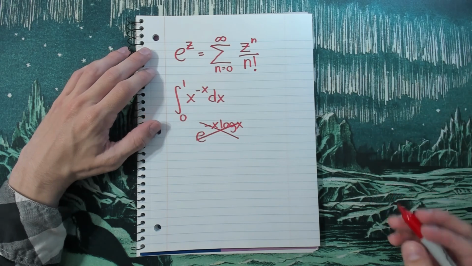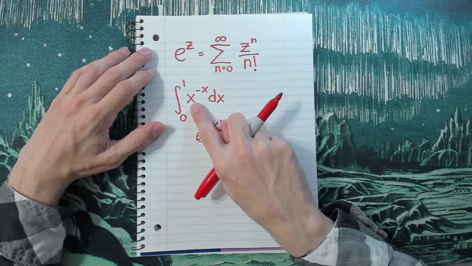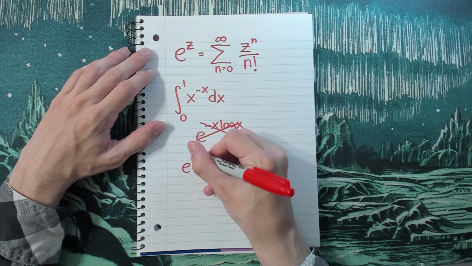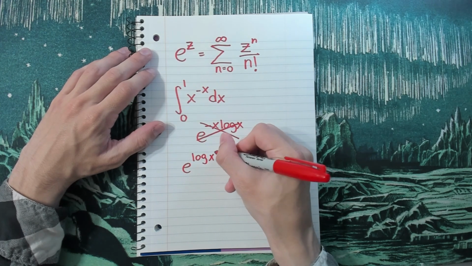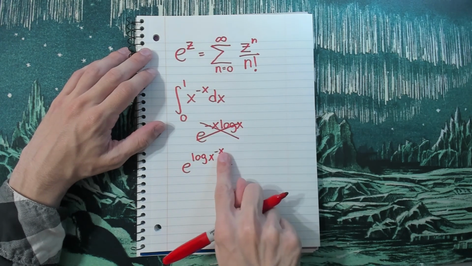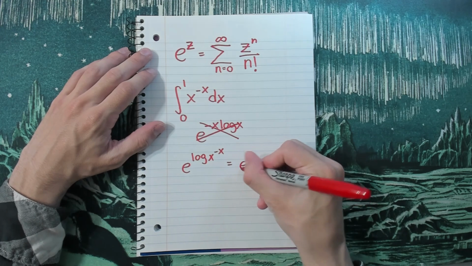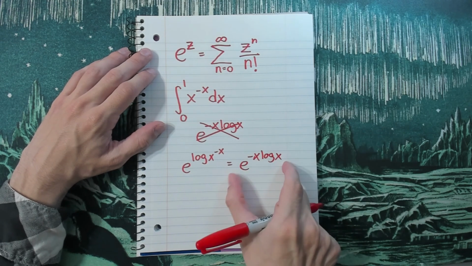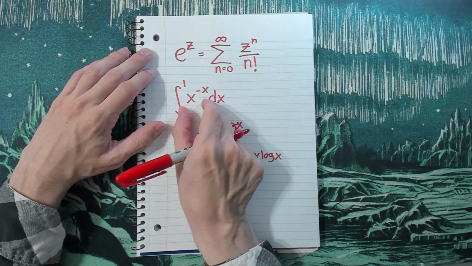Okay, so how do we calculate all of this? Well, our first step is going to be to take x to the negative x and write it as e to the log x to the negative x. And then I can pull this negative x to the front to get e to the negative x log of x. So this thing is the same thing as this.